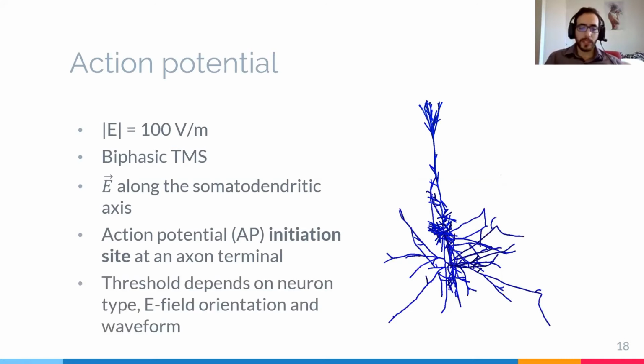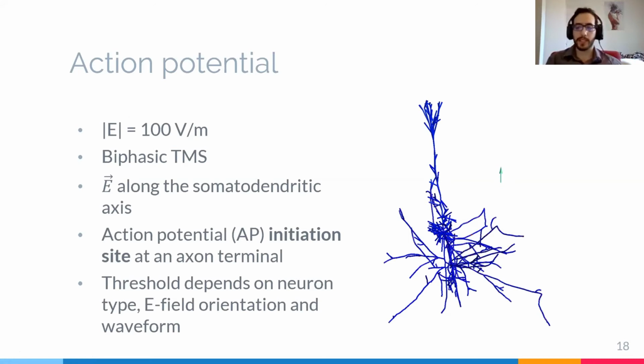But it's important to note the thresholds of action potential. For example, here, if I apply 100 volt per meter TMS, I see the neuron firing, but if I go lower than that, the neuron will not fire. So with modeling, we can estimate the threshold of the action potentials. But it's important to note that the threshold depends on the neuron type and the E-field orientation and a bunch of other parameters.